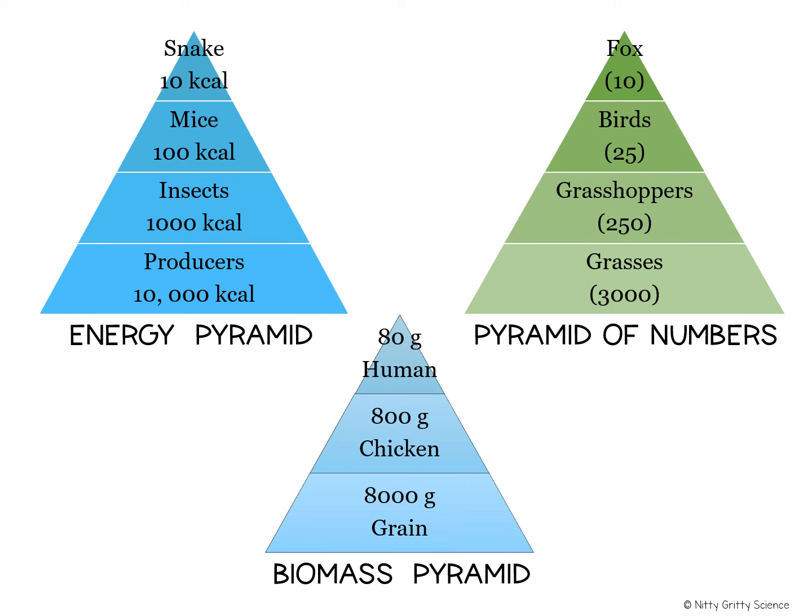A pyramid of numbers shows the numbers of organisms eaten by the level above it. In most cases, the number of organisms decreases at each higher trophic level. Biomass is the total weight of living matter at each trophic level. A pyramid of biomass shows the total dry weight of living material at each trophic level.